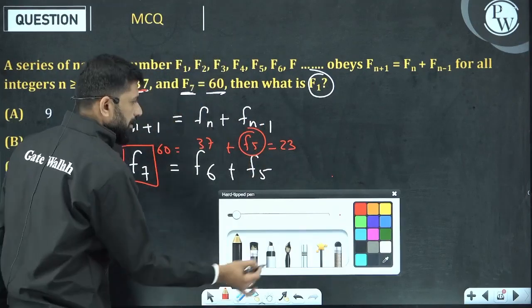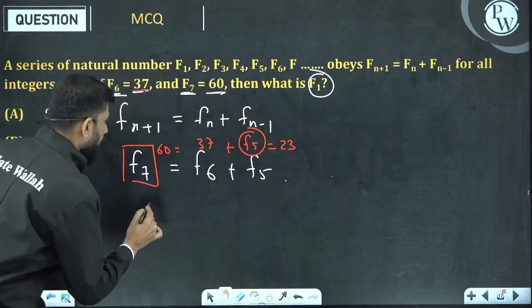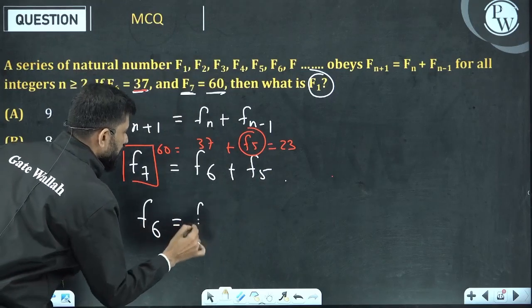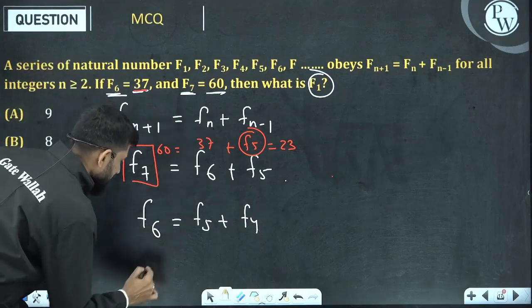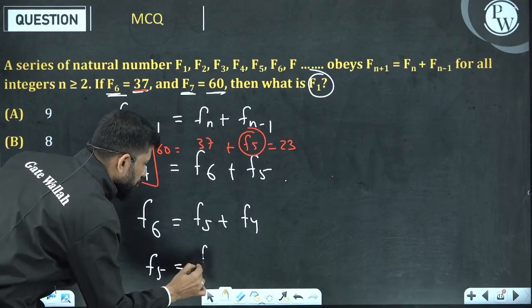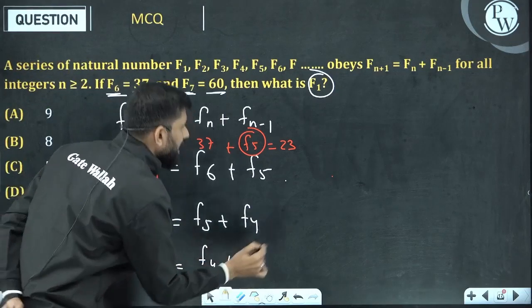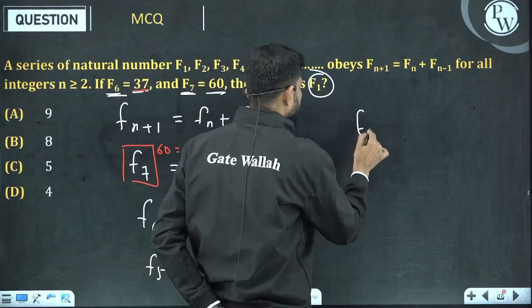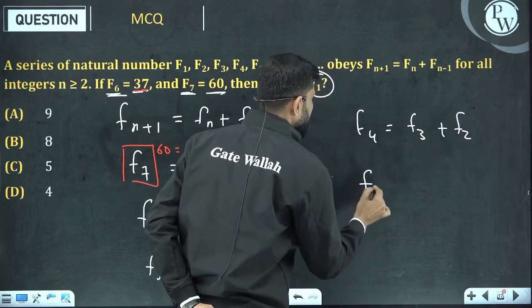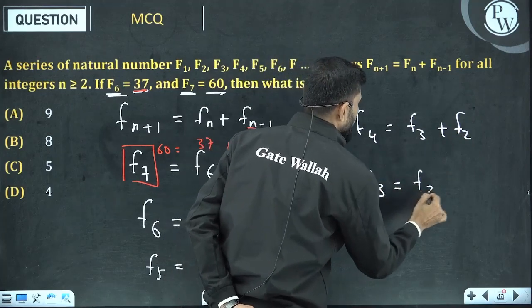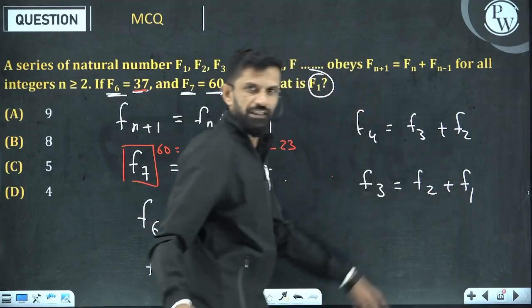We got this. Moving further, similarly, f6 is equal to f5 plus f4. Similarly, we can write f5 is equal to f4 plus f3, and f4 is equal to f3 plus f2, and f3 is equal to f2 plus f1, to reach the value of f1.